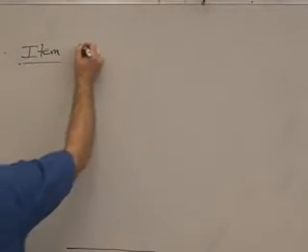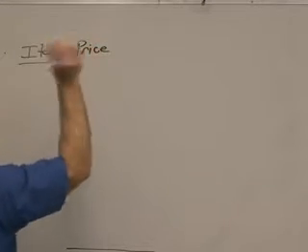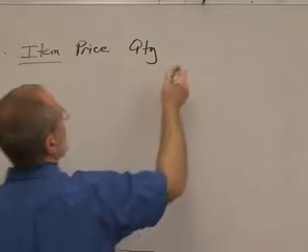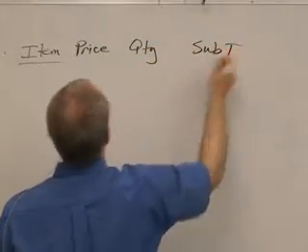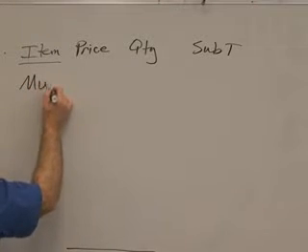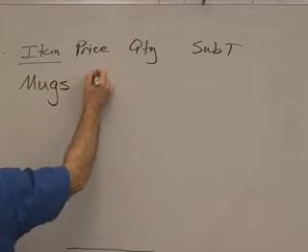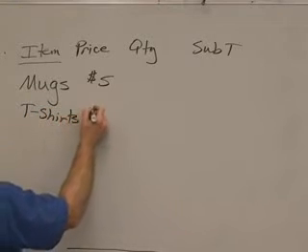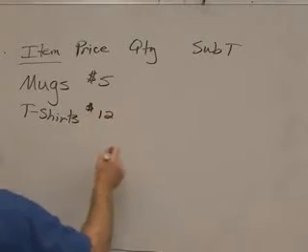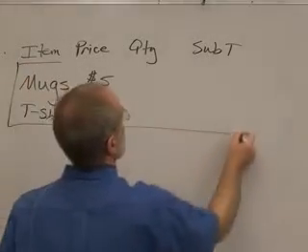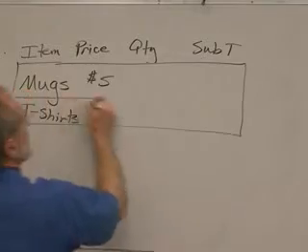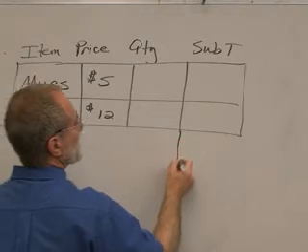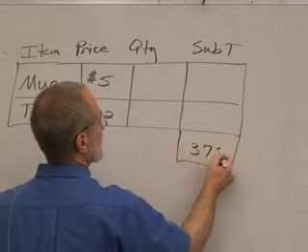Let's do another invoice problem, which will be the same one we just did, except the other scenario. Let's say Jolene sells mugs for $5 and t-shirts for $12. And she has total sales of, what was it, 378? She has total sales of 378.